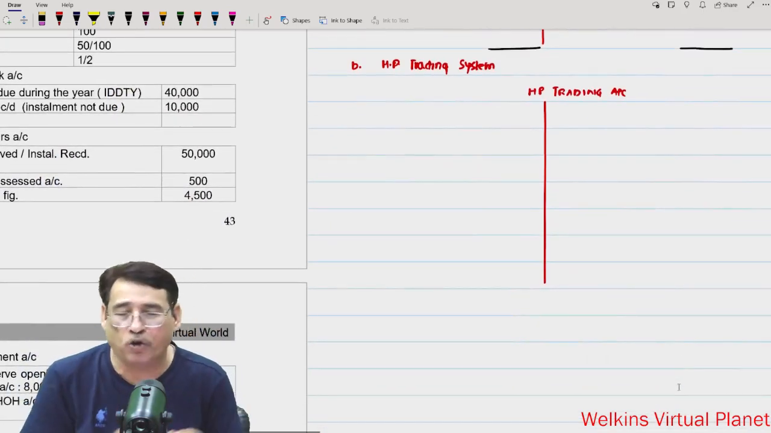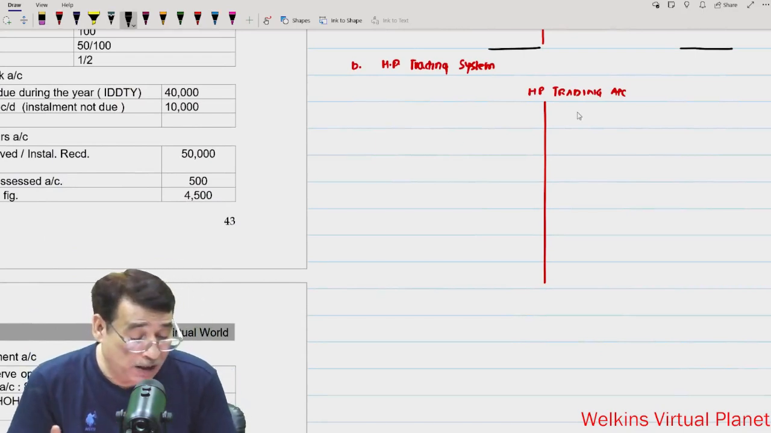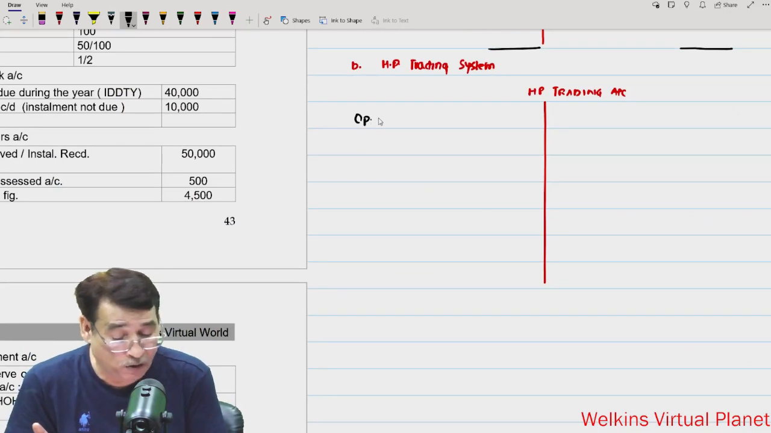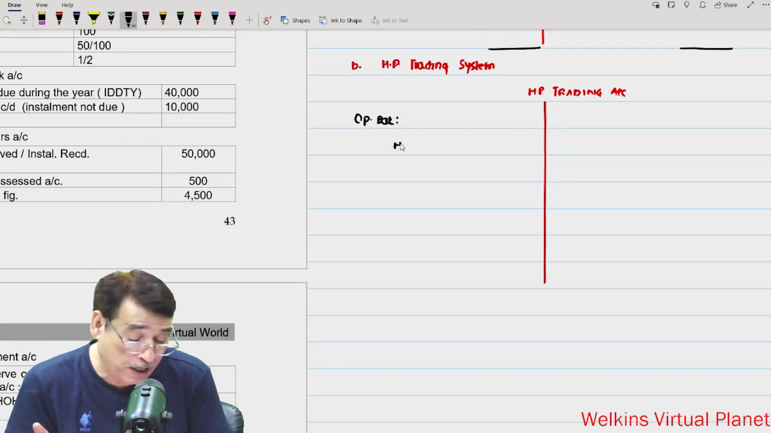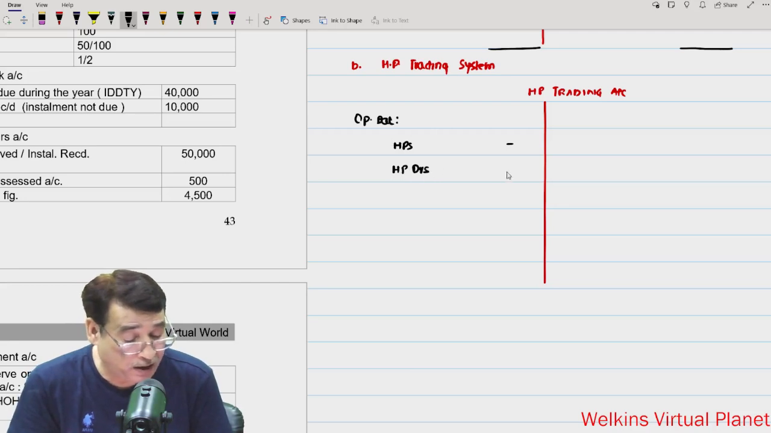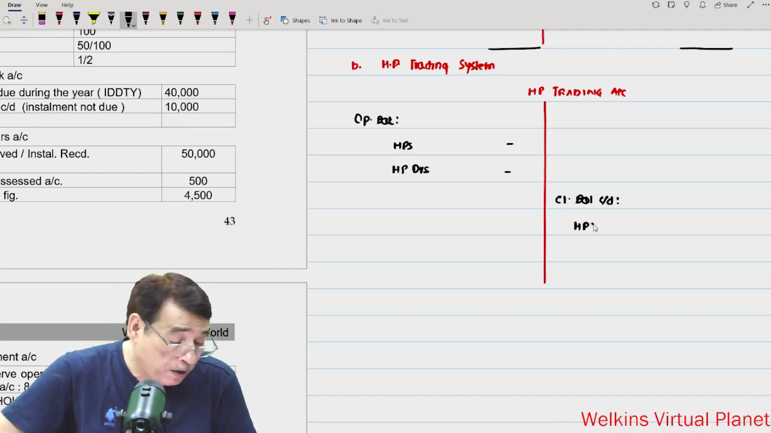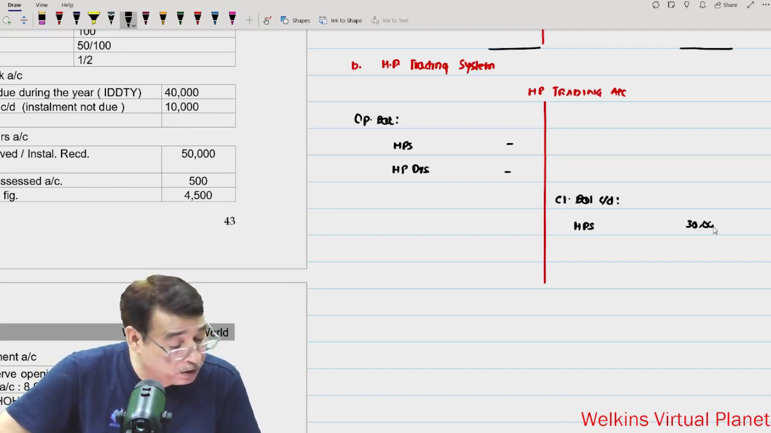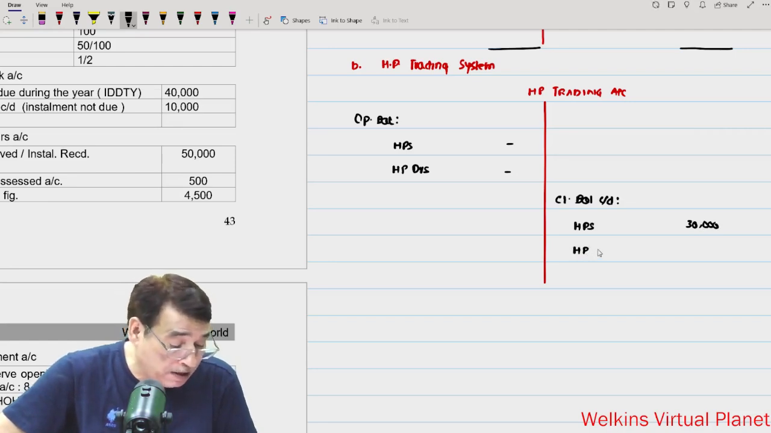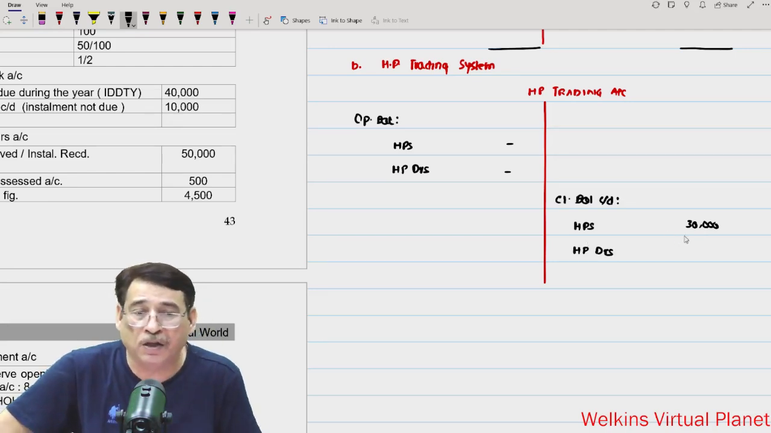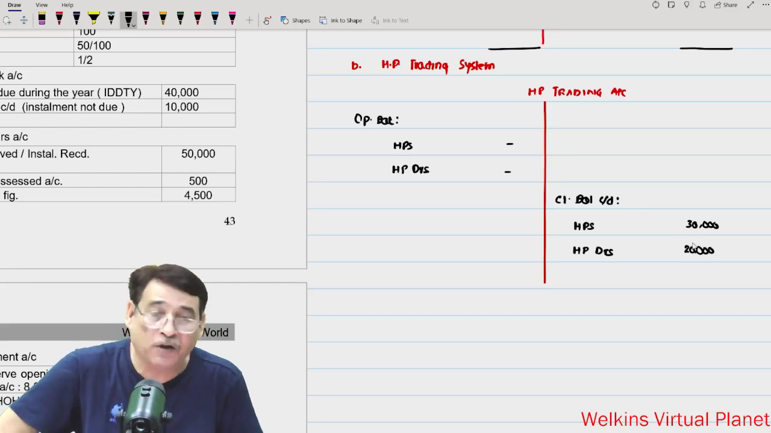Now suppose I want to find out my result through the higher purchase trading account. While preparing the higher purchase trading account, first of all, you are going to write here the opening balances. You will write the opening balance of the higher purchase stock account, which is not there in this particular question. Then you are going to write the opening balance of the higher purchase debtors account. Again, the higher purchase debtors opening balance is not given in the question. Then towards the opposite side, you will write the closing balance of these two items. The higher purchase stock account closing balance is 30,000, correct? And the higher purchase debtors closing balance is how much? That is equal to 20,000, isn't it? So, you are going to write the 20,000 balance here.